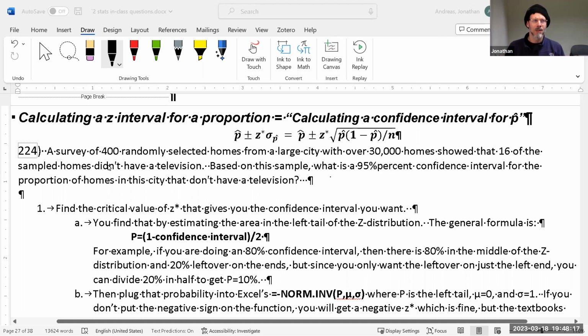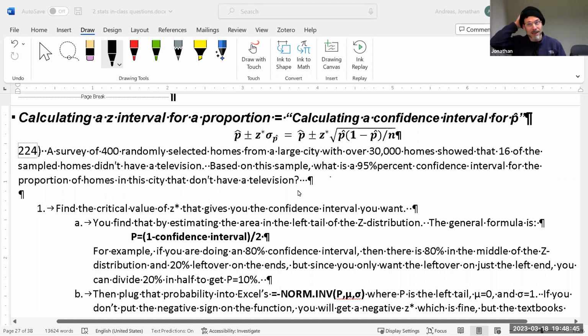So 224, it's where we got a survey of 400 randomly selected homes in a large city with 30,000 homes. So the sample size, little n, is 400, population is 30,000, and 16 of the homes don't have a television. Now we want a 95% confidence interval for the proportion of the homes that don't have a television. So what proportion of the homes don't have a television?